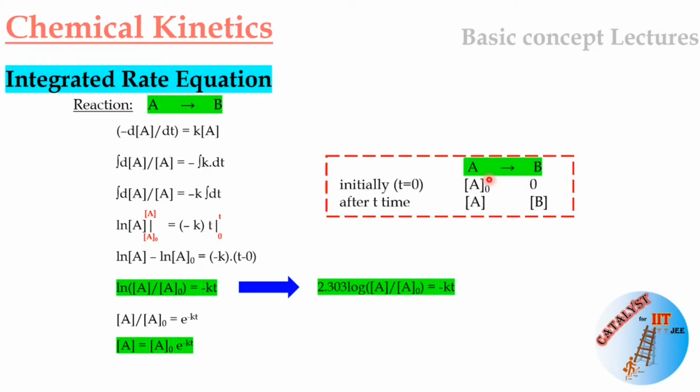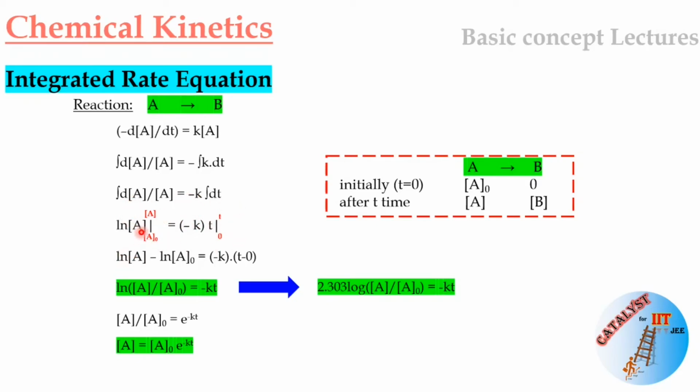Now let us look at here. This is the reaction scheme, and initially at t equal to 0 you have the initial concentration of the reactant A0, but after some time, after t time, you have concentration A. So at 0 time, what was your concentration? It was A0, and at t time you have A. So this is how you need to put the limit.